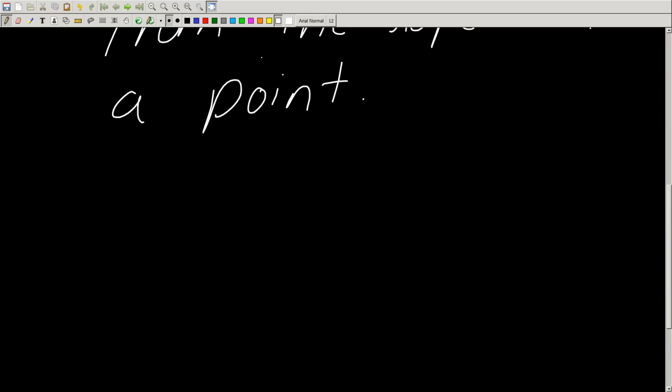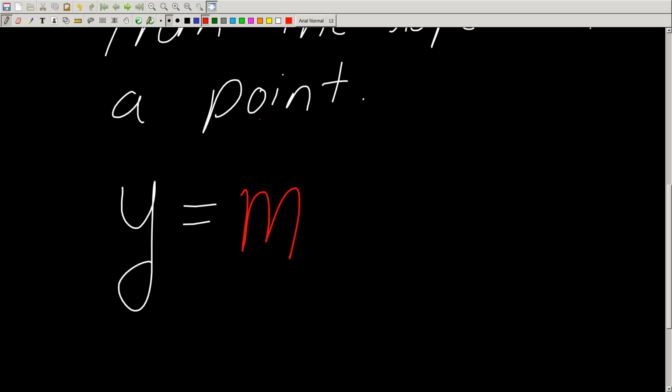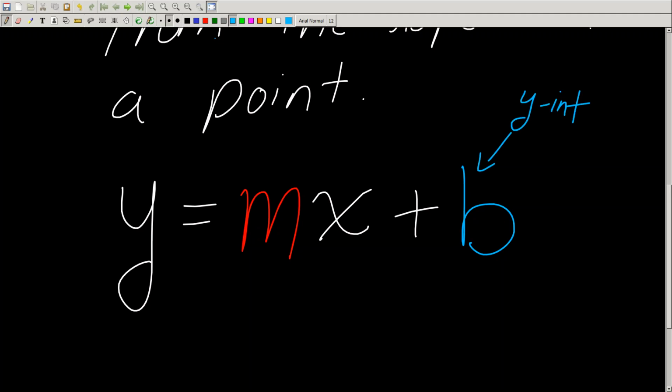Now, when you want y equals mx plus b, what two things do you really require to be able to state the equation? Well, you require the slope. I'm going to put the slope in red. That's m. X is the independent variable. And you need, last but certainly not least, b, which is the y-intercept. So this is the y-intercept, and m is the slope. You need both of these quantities.